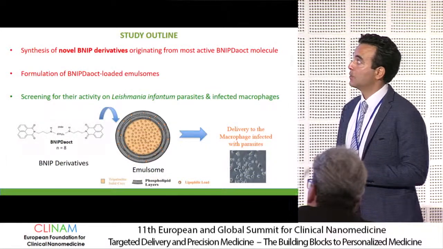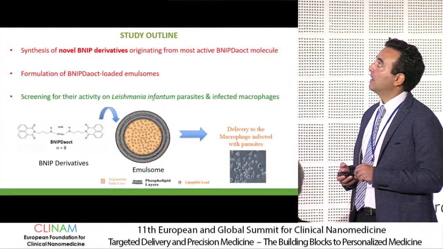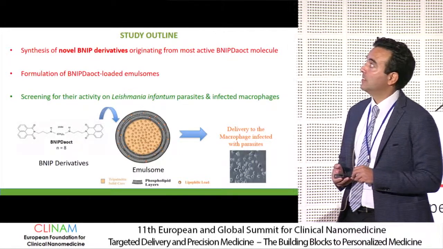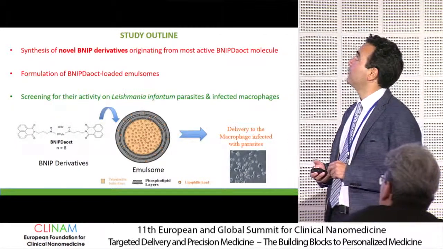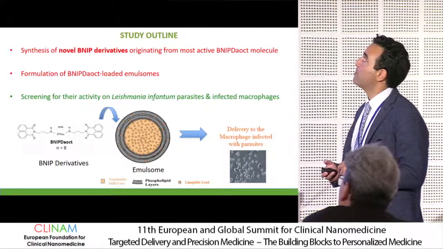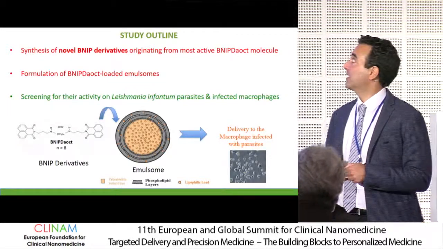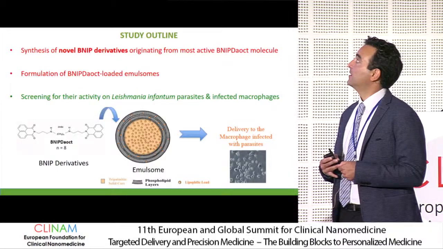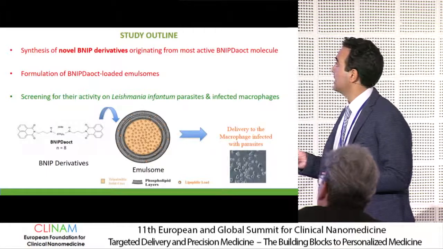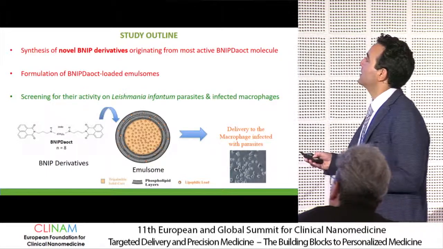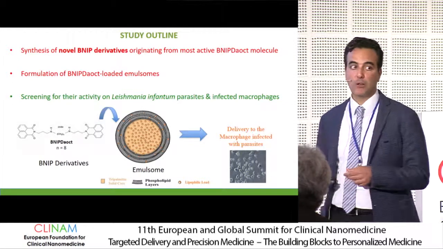Therefore, to address these two drawbacks, our study outline is, first of all, the synthesis of novel BNIP derivatives originating from the most active BNIP derivative found, which is BNIP DAOCT, with a linker chain composed of 8 carbon length, and formulation of BNIP DAOCT loaded emulsions. And at the end, screening of this formulation for its biological activity on both Leishmania infantum parasites as well as infected macrophages.